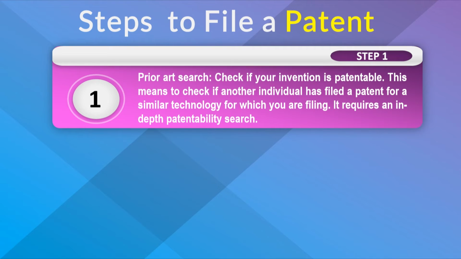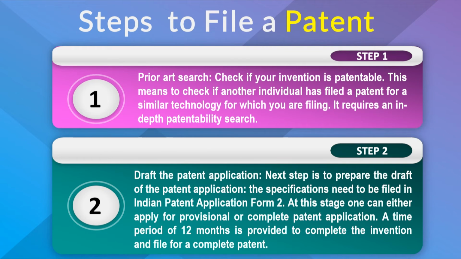So, it requires an in-depth patentability search. You will have to search the entire patent database, journals, search engines, and you will have to make sure that the invention which you are going to file for a patent should not have been done by anybody else. So, once you are clear that this is a new invention, now you go to step 2. Step 2 is draft the patent application.